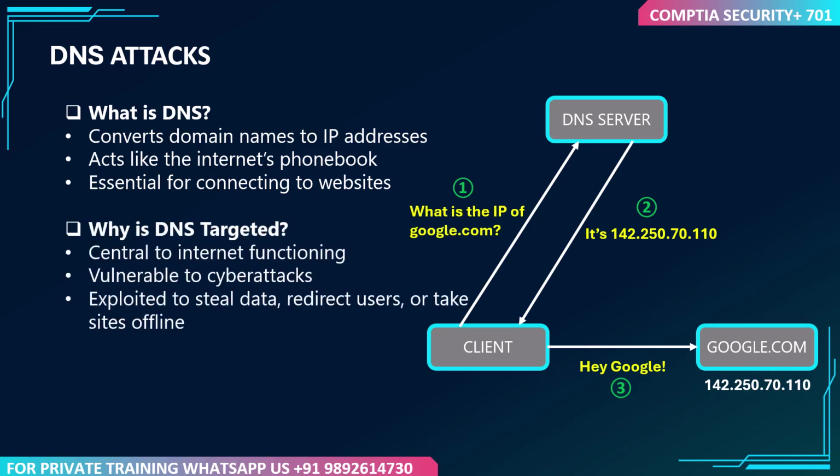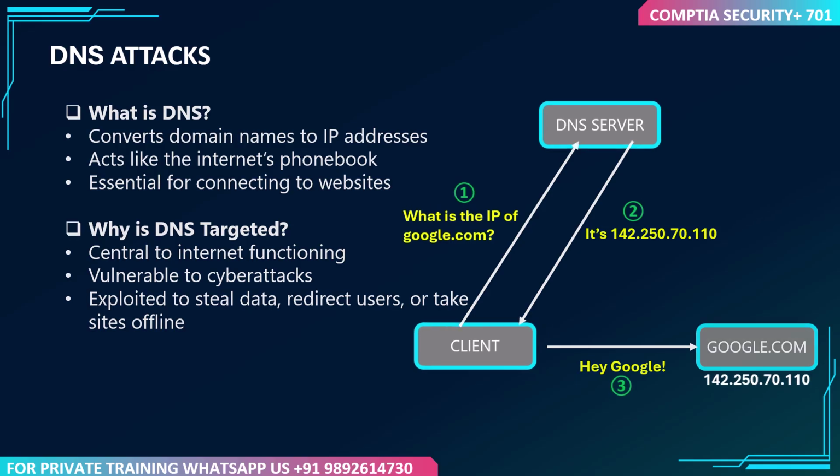Now DNS is a critical part of how the internet works. But unfortunately, because it's such a central piece of the puzzle, it's also a common target for cyber attacks. And when attackers go after the DNS, they can do a lot of damage. They can redirect users to fake websites, steal personal information, or even take websites offline. Let's walk through some of the most common types of DNS attacks, starting with poisoning and spoofing.